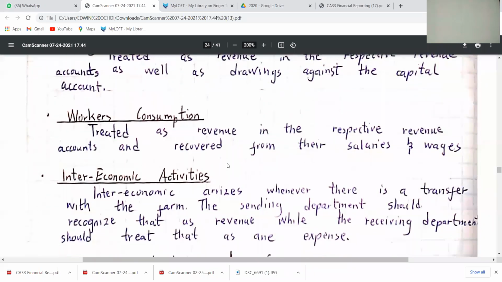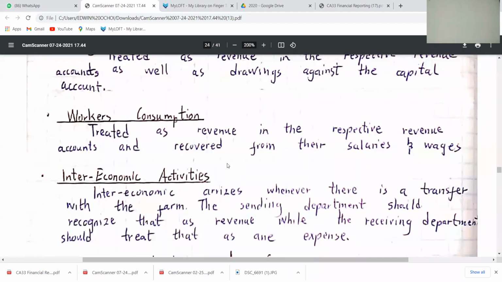Then we have inter-economic activities. Inter-economic is whereby you find that, for example, you are doing livestock farming and you are doing crop farming. That is an example I'm giving. From the livestock, you would find that there's manure, which is taken to the crop farm. Then from crop farming, you will find that we have some livestock feeds, which are being given to the livestock. So that is the interchange between the livestock and the crop.